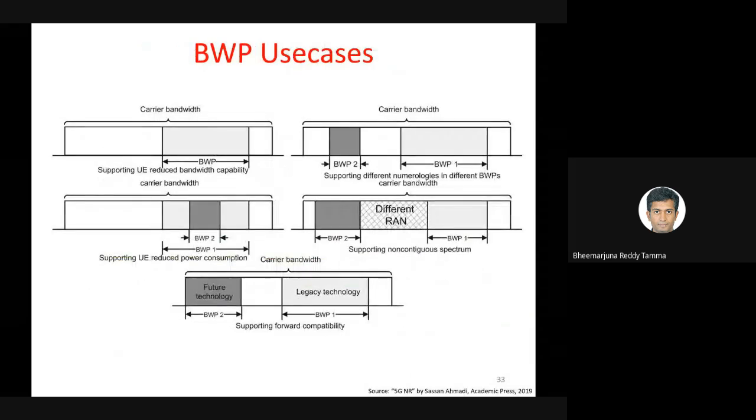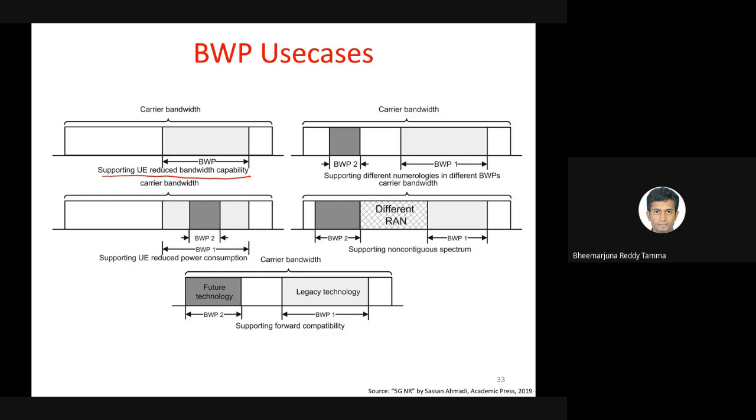Let's look at the various use cases of bandwidth part. The first one, on the left-hand side, is about supporting users with narrow bandwidth capability. If the users do not have the capability to operate on wider bandwidth, you also configure the base station to use only a part of the bandwidth. Otherwise, there is no user to serve.